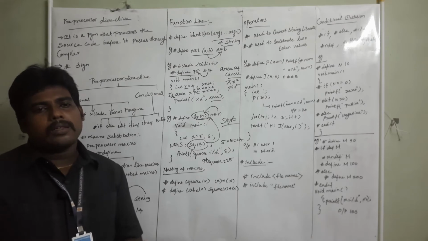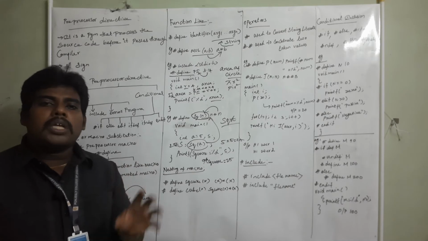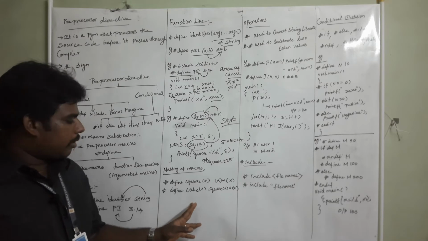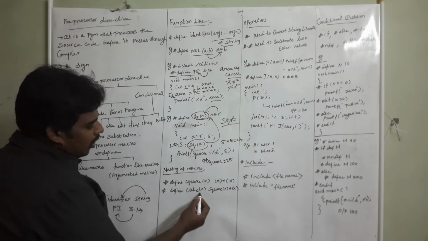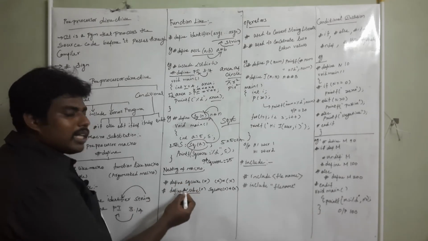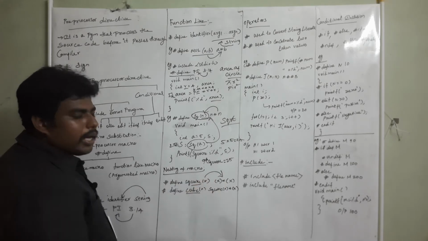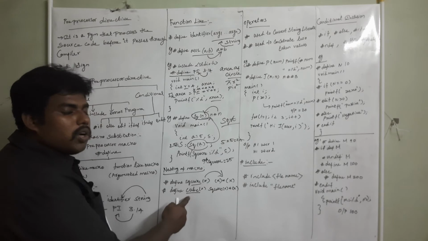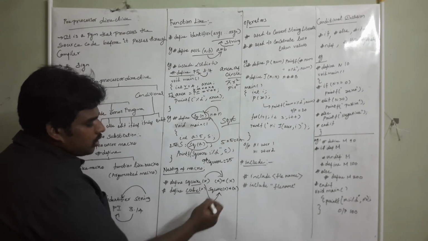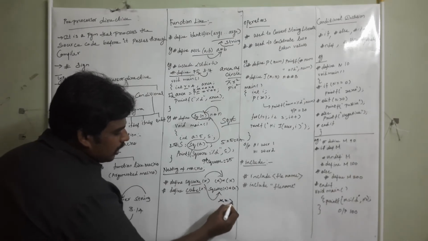What is nesting? If one macro is present inside the another, we say it is a macro. Or one macro is defined in the another macro, we can say it is a nesting type. See here, I want to calculate cube. So first I am defining the macro square as defined square of x. What is square of x? X into x. Now I want to find the cube. So I am using this square here. So its meaning is x into x.